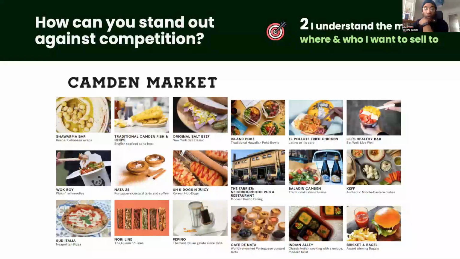Service can be a differentiator as well. So how can you make sure that you and your team provide a high level of service to all customers? Feedback is really important and potential customers will read reviews. So it's important to be consistent both in terms of your food and the service you offer.